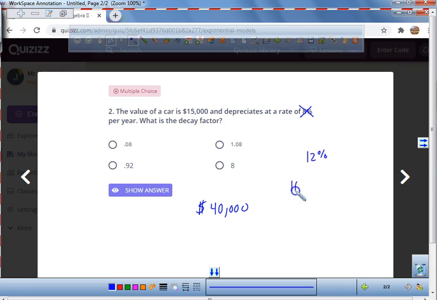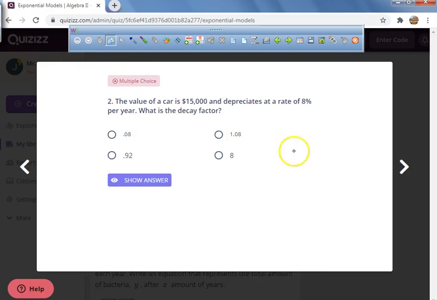If it depreciates at 12% per year, what's it going to go down to? What do we have left? 88%, right? So what does it keep? It keeps 88% of whatever the value is. So what would be the decay factor if it depreciated at 12%? The decay factor would be 0.88. That would be the decay factor. I'm not going to tell you the answer to number 2 though.